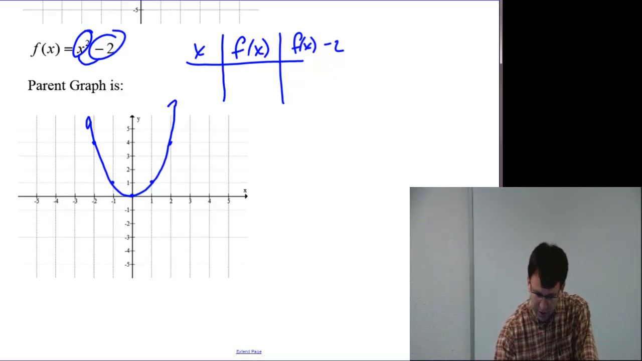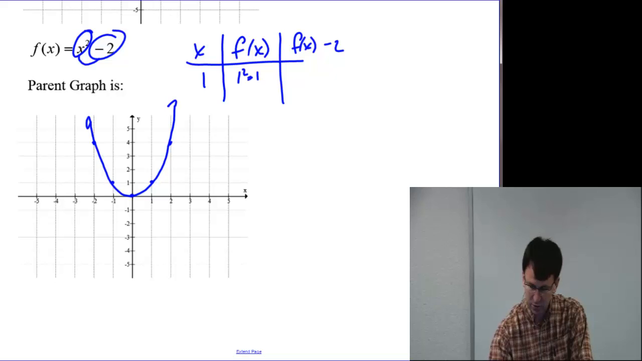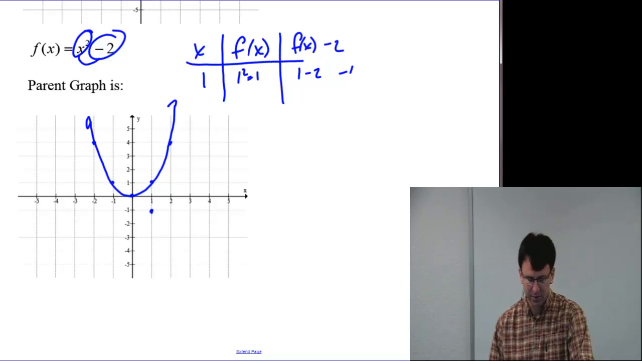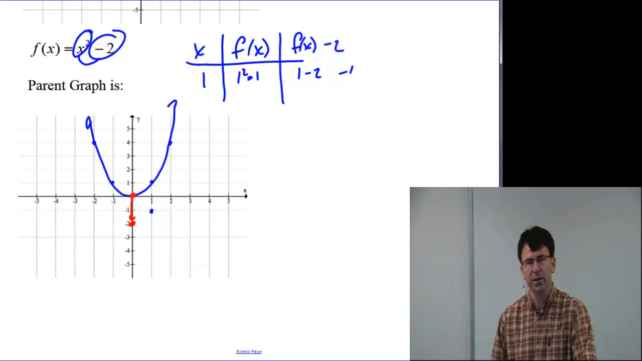So when you plug in that 1, this is really 1 squared, which is 1, and then you're subtracting 2. So that's going to be 1 minus 2, which is negative 1. And it's really just going to relocate right on down here. Let's focus on the major point. The major point is going to go down 2 and relocate to this point.